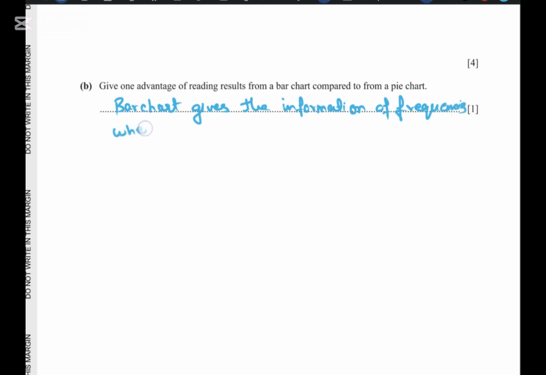whereas in pie chart, the proportion is known.